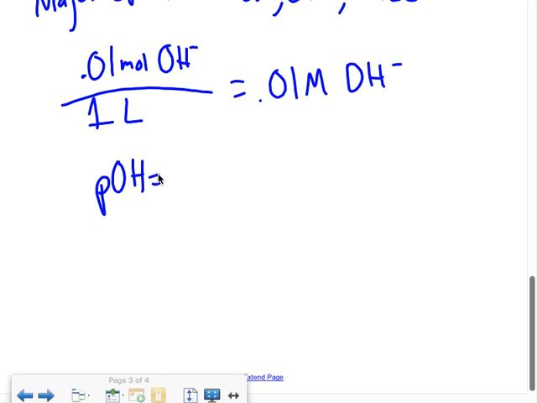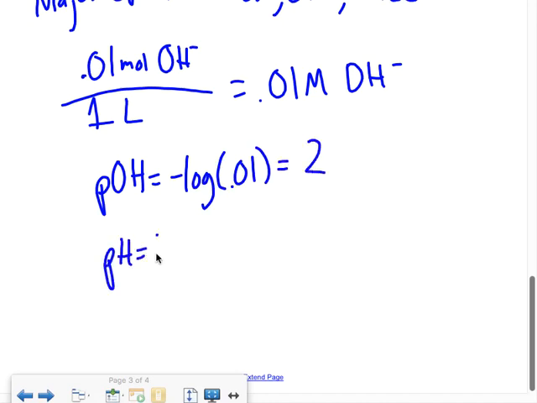The pOH is negative log 0.01, which is equal to 2. So the pH is 14 minus the pOH, so the pH is 12. Okay. pH is 12.